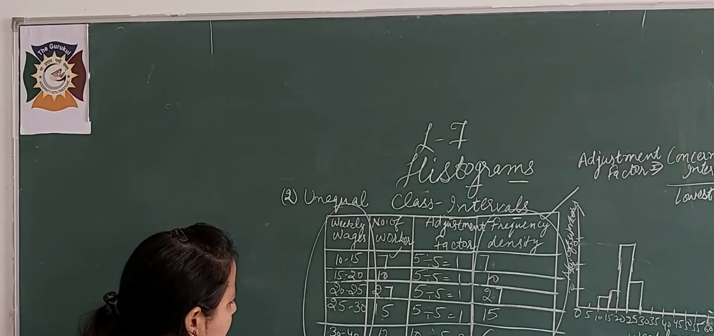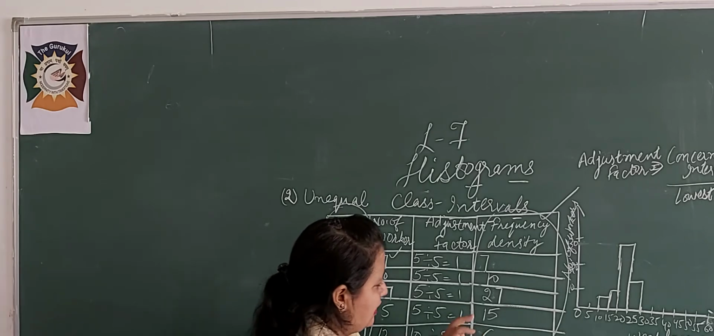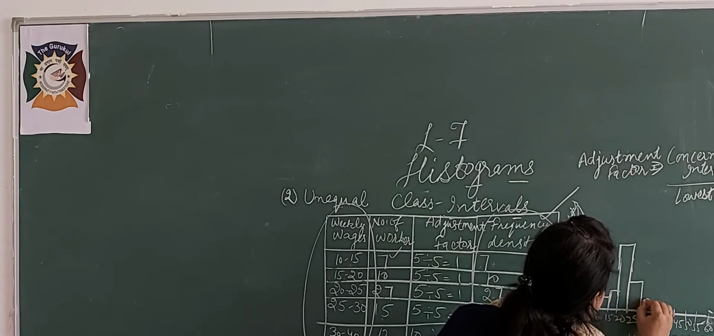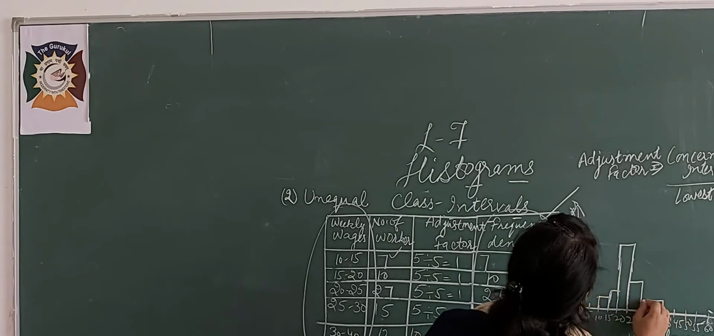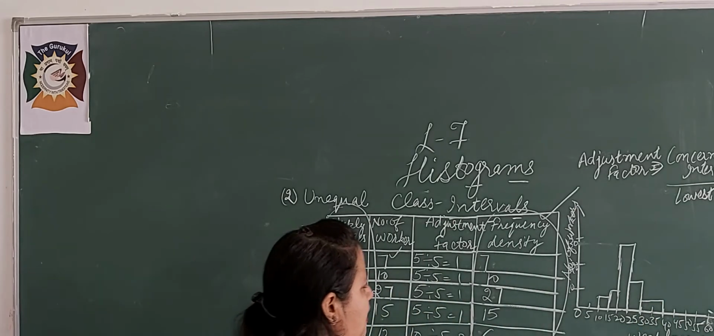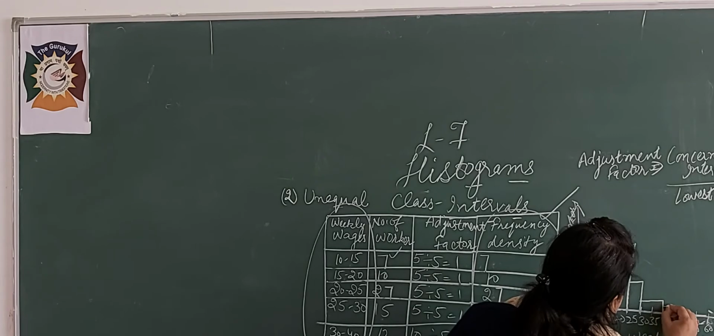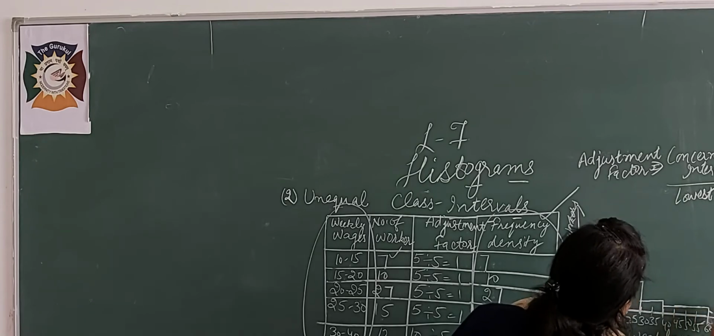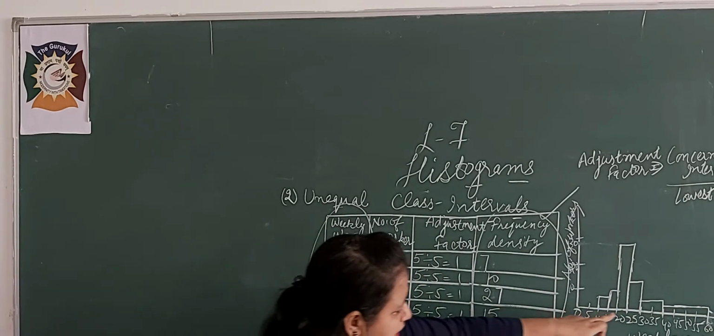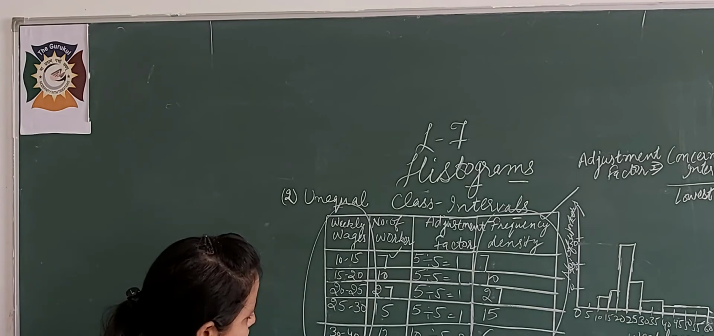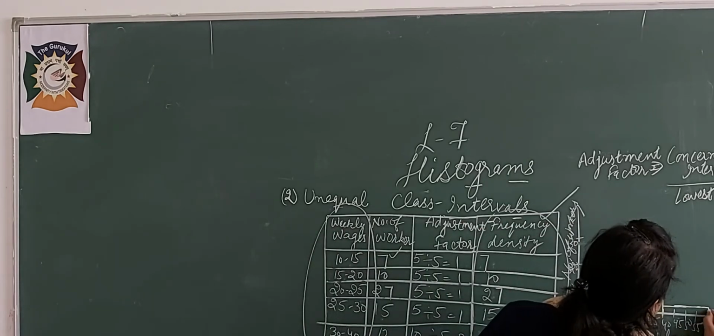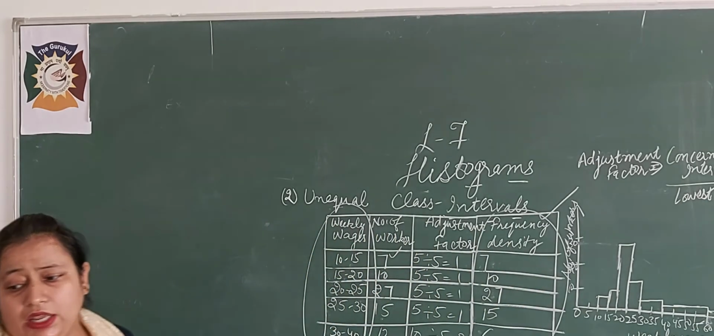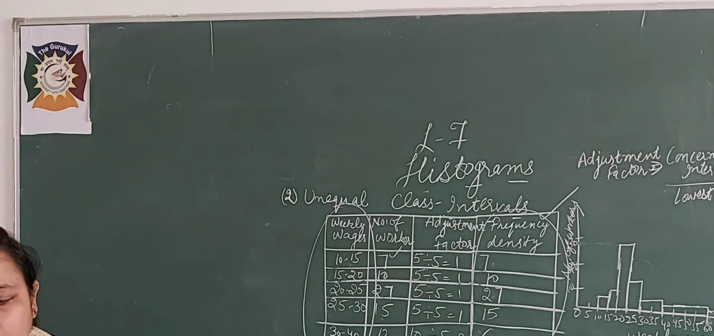Next is 30 to 40, that is 6. 7 I have taken over there, 6 is less, that is 30 to 40. Next is 40 to 60, that is 3, below this. Next is 60 to 80, that is 2, below this. What is this? This is the unequal class intervals histogram.